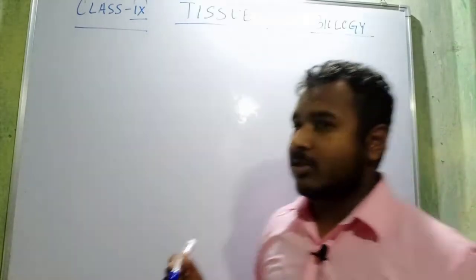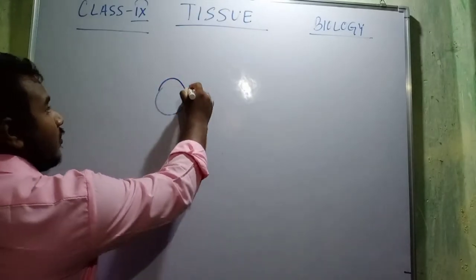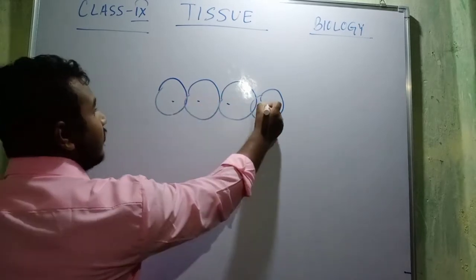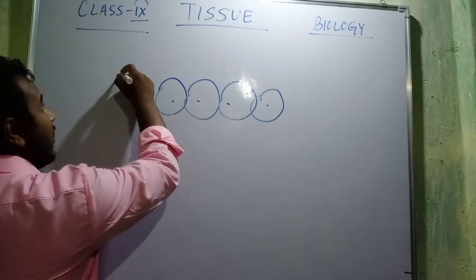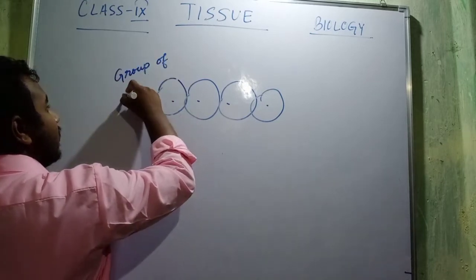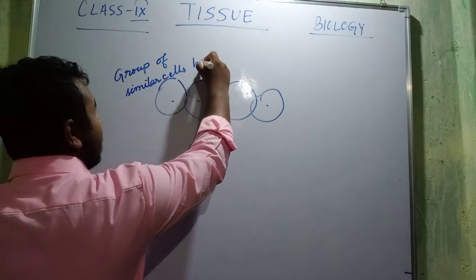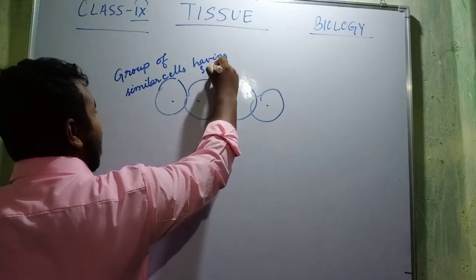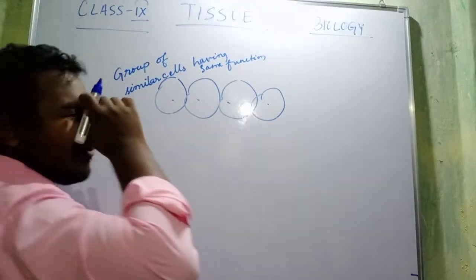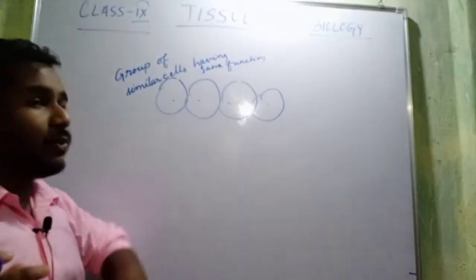So first of all, what is a tissue? First, always remember that it is a group of similar cells which have the same function. When similar cells are joined and they have the same function, then it is called a tissue.